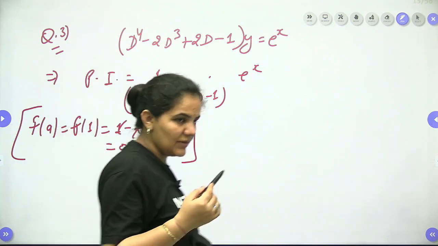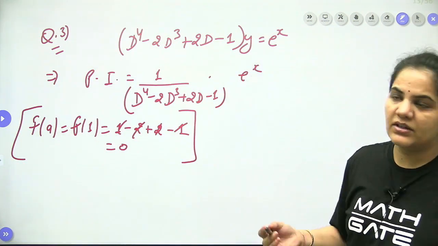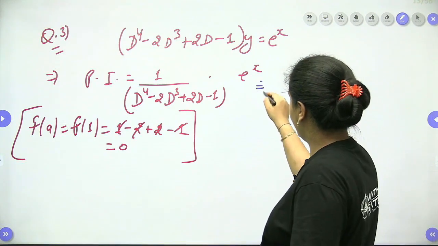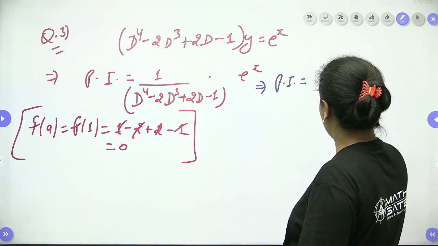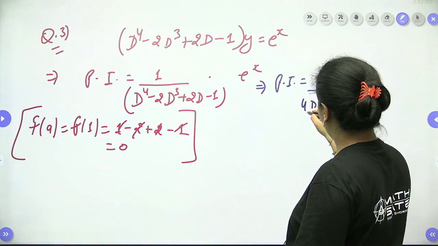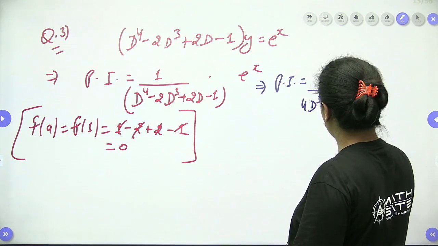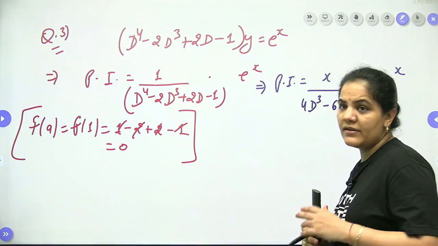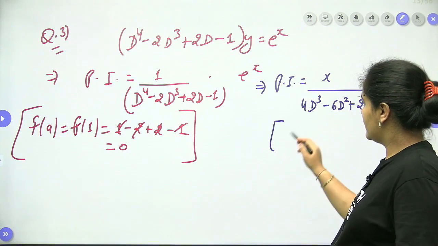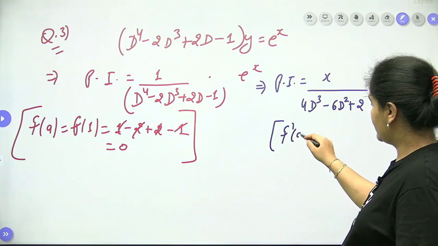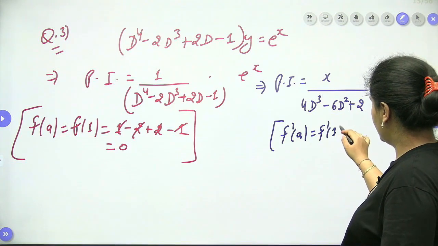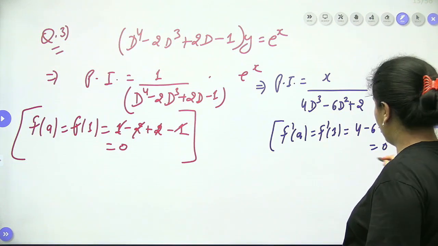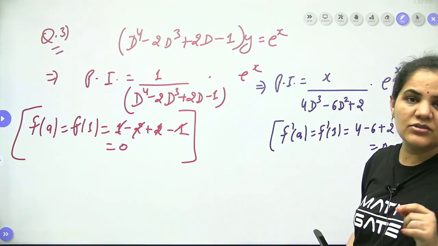So when we differentiate this, this is the case number 2 question, right? So when we approach it, the PI is equal to x by f dash D, which is 4D cube minus 6D square plus 2, into e to the power x. Okay, now let's check it again. f dash of a, meaning f dash of 1, will be 4 minus 6 plus 2. We can clearly see again it is 0, because 6 minus 6 is equal to 0 again.